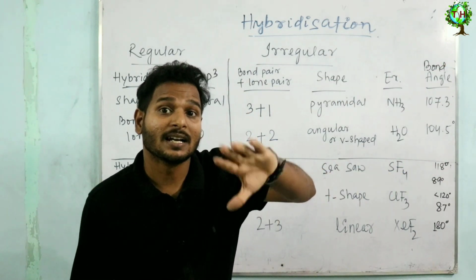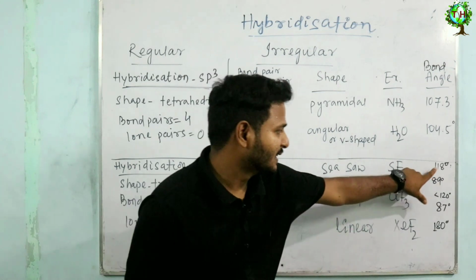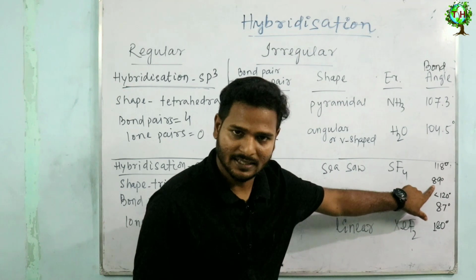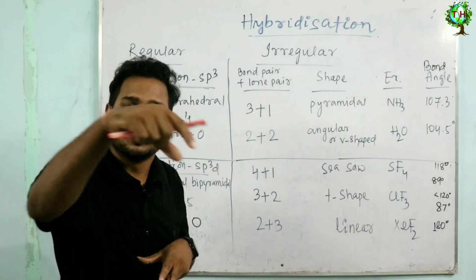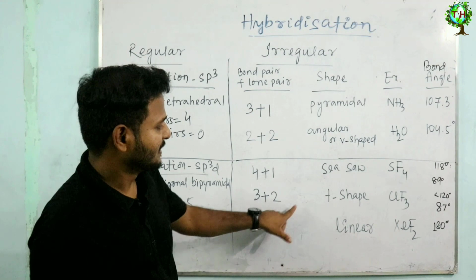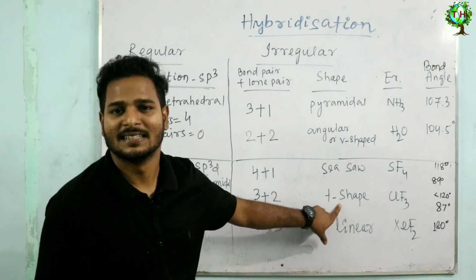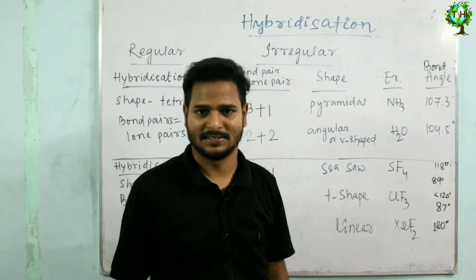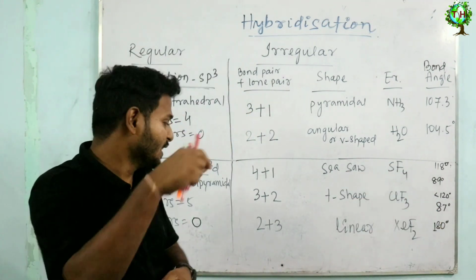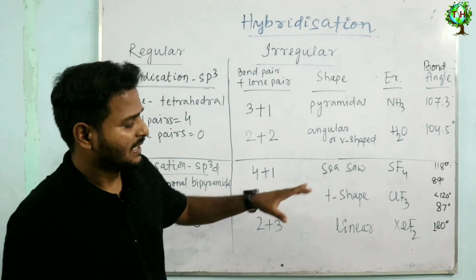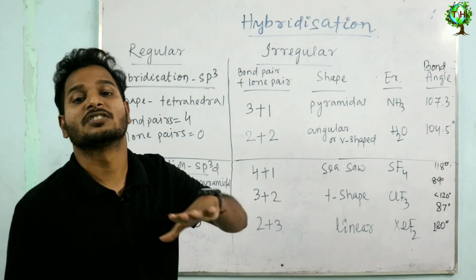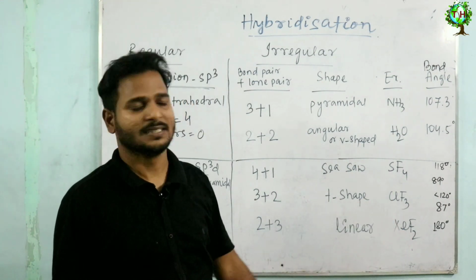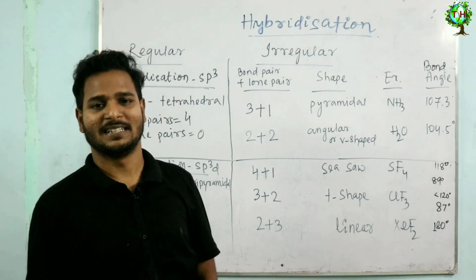The equatorial ideal angle in a regular geometry is 120. Here it decreases, that is 118. And the equatorial-axial angle is 90, here 89. As usual, when 2 lone pairs are inserted instead of bond pairs, the shape is called T shape. This example is ClF3, and the angle again decreases. If I insert 3 lone pairs instead of 3 bond pairs, the angle again decreases and the shape is called linear. I will take an example like XeF2. This is a linear structure with irregular geometry.